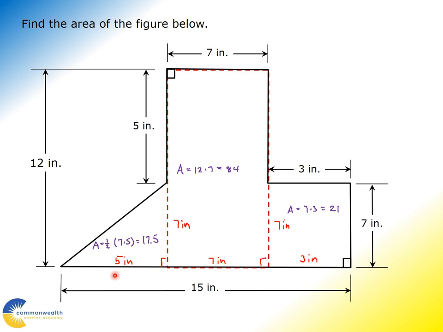But this being a right triangle, the 2 legs are a base-height pairing, so I could certainly do that. This one here is going to be base times height, which is 12 times 7. And this one is going to be base times height, 7 times 3. So what I have is 17.5, 84, and 21. If I add those together, I get 122.5, and I have to make sure to put square inches at the end. Please be careful and make sure you are putting the correct units in, because you can lose points from time to time if you don't.